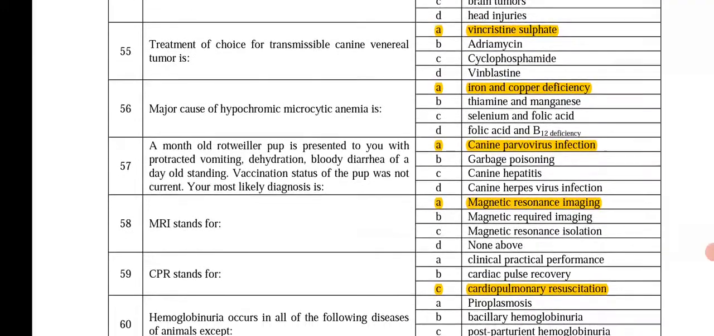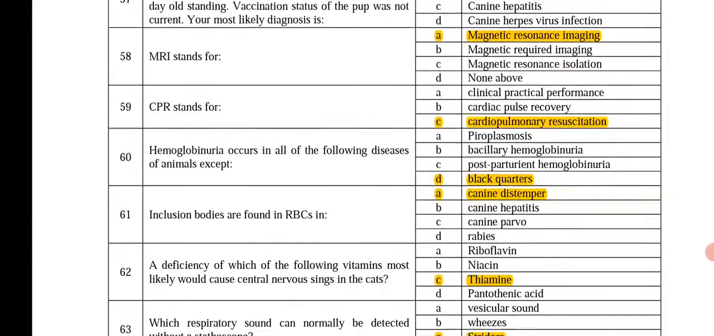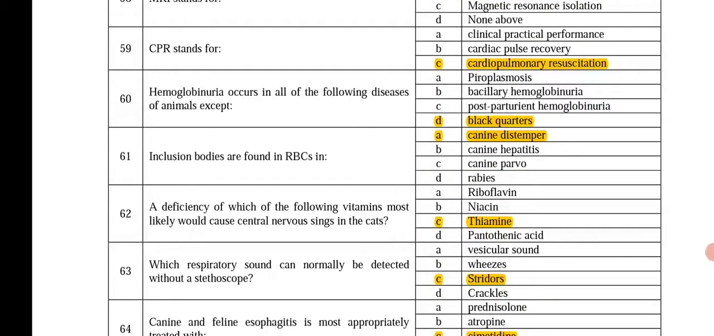MRI stands for magnetic resonance imaging. CPR stands for cardiopulmonary resuscitation. Hemoglobinuria occurs in all of the following diseases of animals except blackwater. Inclusion bodies are found in red blood cells in canine distemper.